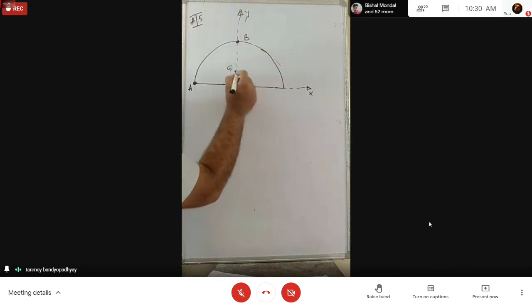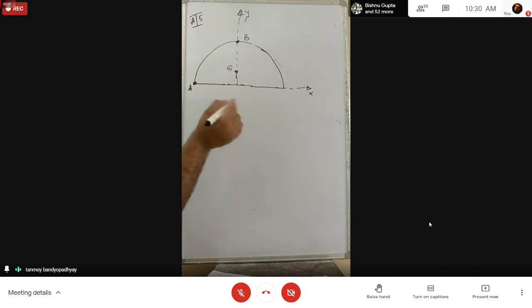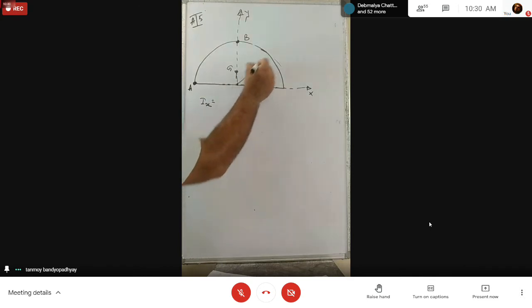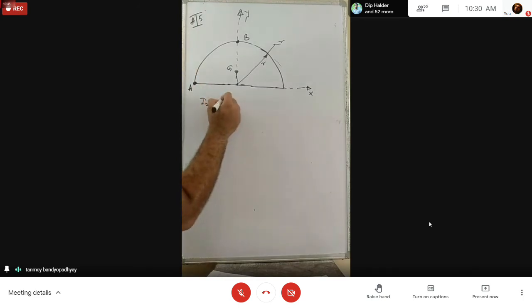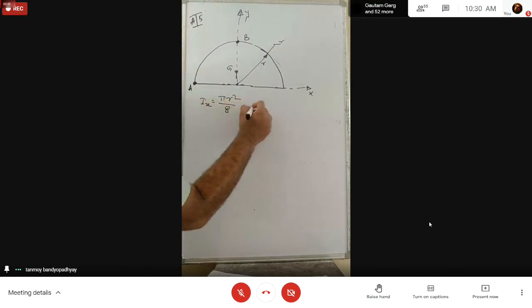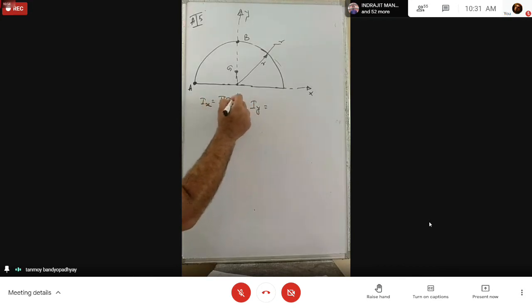So semicircle, what we had derived. So what will be IG, or rather what will be IX and IY for the semicircle? We had calculated in the last day. Does anyone remember? Pi r power 4 by 8. So pi r to the power 4 divided by 8. Similarly, you calculate IY, and then see what value of IY you get.